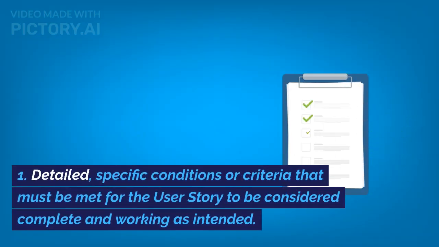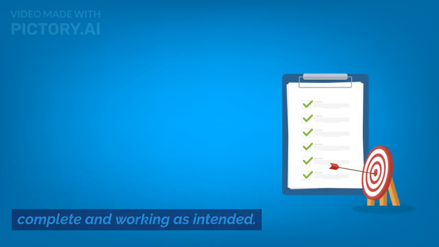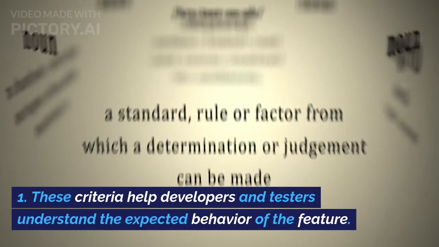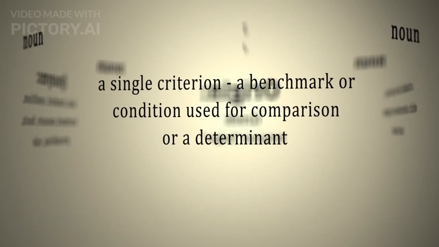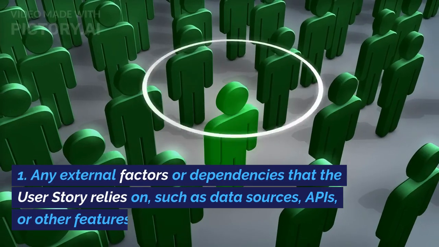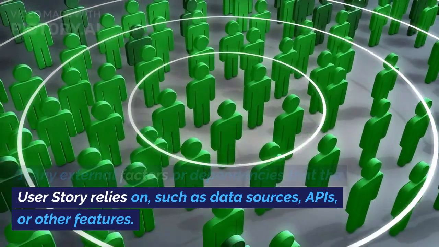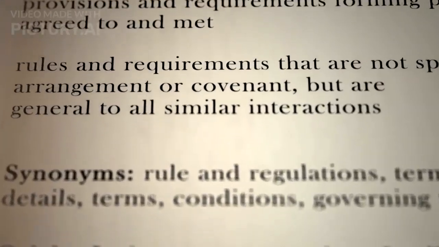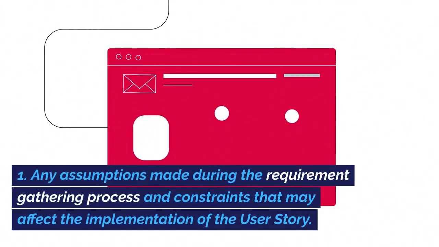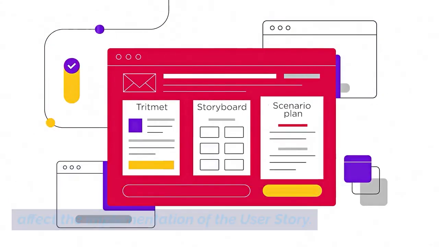Acceptance criteria. Detailed, specific conditions or criteria that must be met for the user story to be considered complete and working as intended. These criteria help developers and testers understand the expected behavior of the feature. Dependencies. Any external factors or dependencies that the user story relies on, such as data sources, APIs, or other features. Assumptions and constraints. Any assumptions made during the requirement gathering process and constraints that may affect the implementation of the user story.